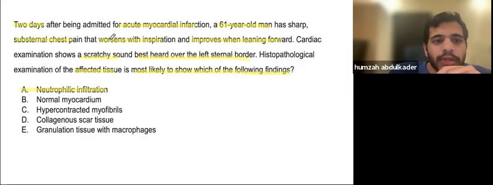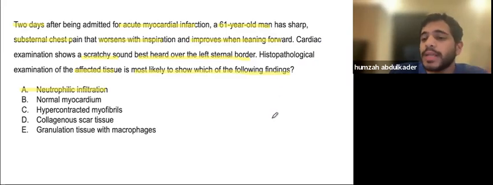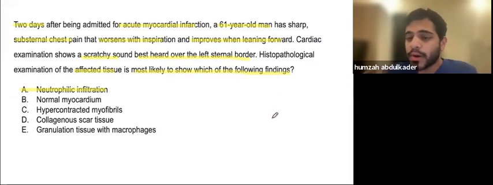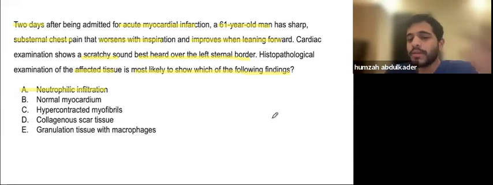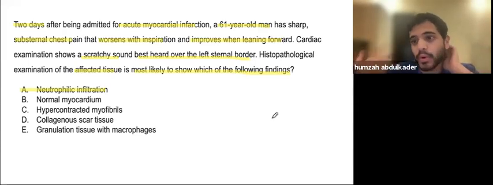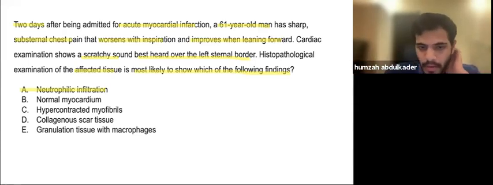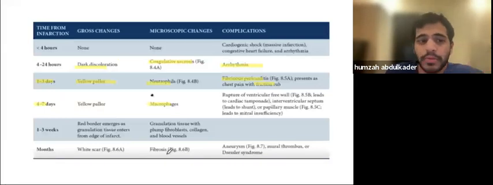So he has substernal chest pain, worsens with inspiration, improves with leaning forward. This is pericarditis. And like I just said, the pericarditis is caused by neutrophils. So even if you don't know the timings, you can figure this out based on the fact that neutrophils are what cause the pericarditis. But I think it's more important that you know the timings. So this was the first 2 days, so that's why we said neutrophils.